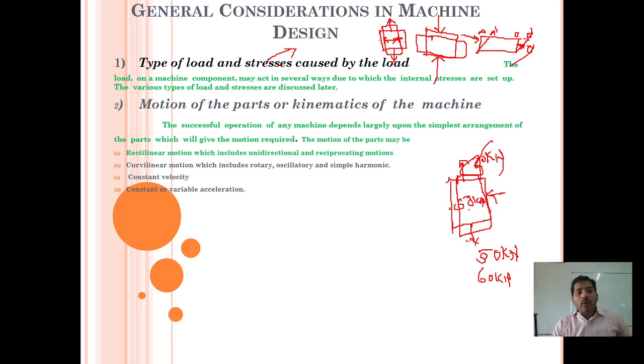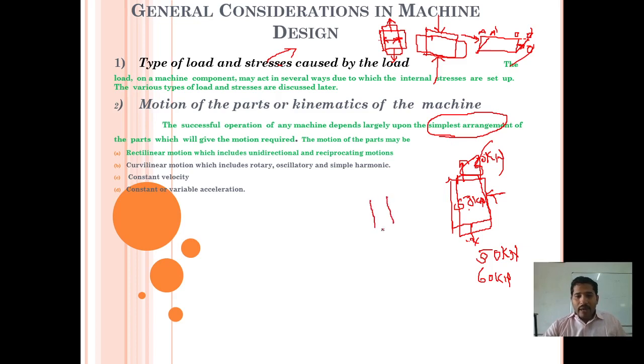And second, we are going to learn about motion of the parts, or kinematics of machines. Let us see. If you want successful operation of any machine component, it completely depends upon the simplest arrangement of the parts which will give the motion required. Let us see.